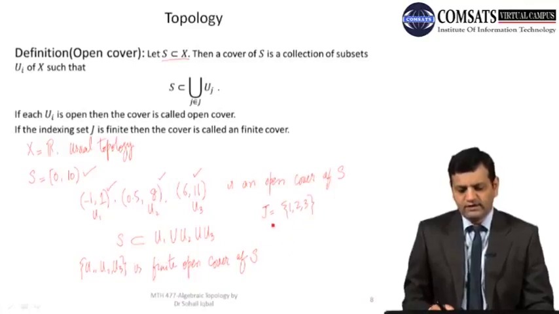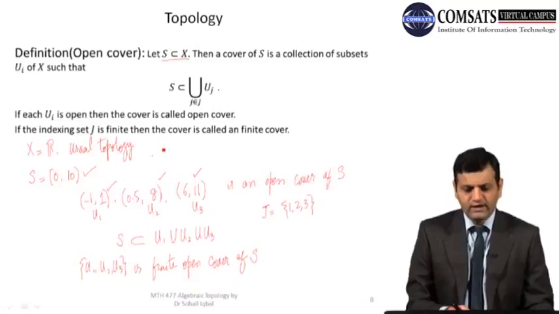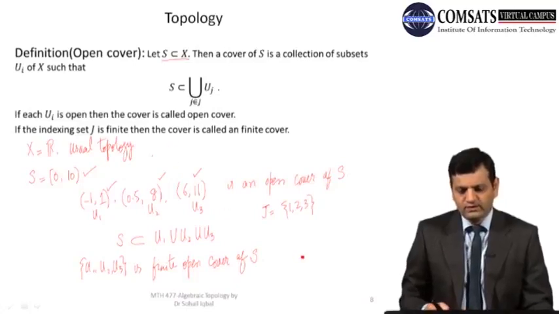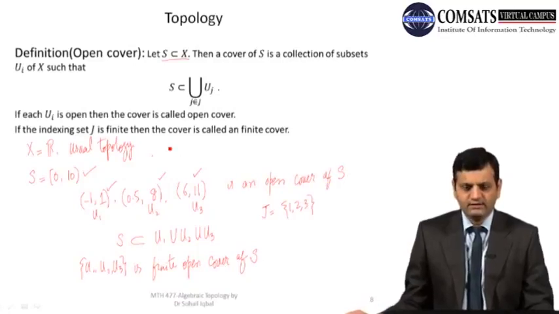For example, we can find examples where this indexing set J is not finite. If you want to find open covers of R, we can find a cover which is not finite. Okay, so we can find many open covers which are not finite, and similarly we can find covers which are not open, etc.